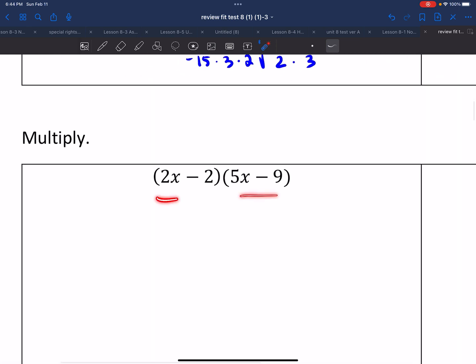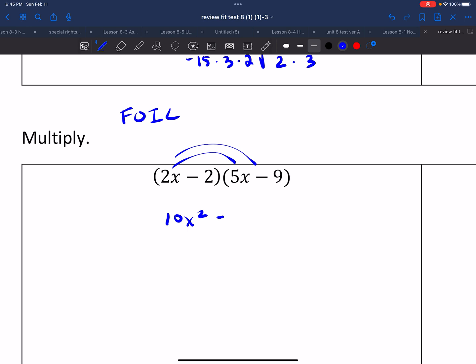So you have two binomials, so you're going to FOIL. And FOIL, remember, means first, outer, inner, last. So first, 2x times 5x, that's 10x squared. Outside, 2x times negative 9 is negative 8x. Negative 2 times 5x, that's negative 10x. And this right here is your inner. And then now you're going to do the last. Negative 2 times negative 9, that's positive 18.